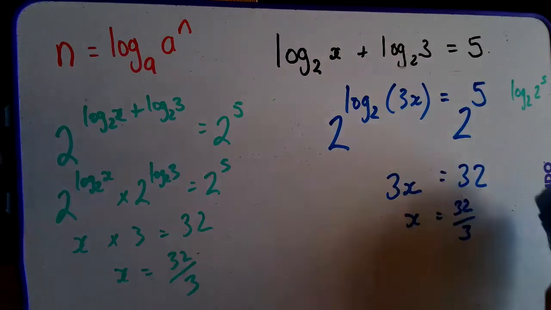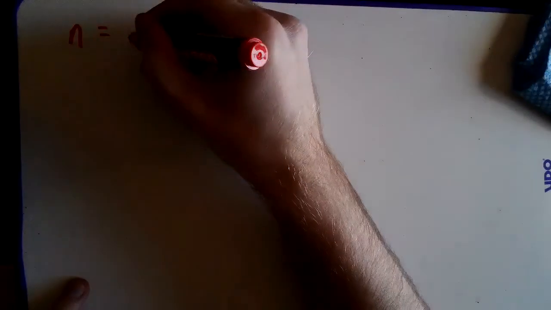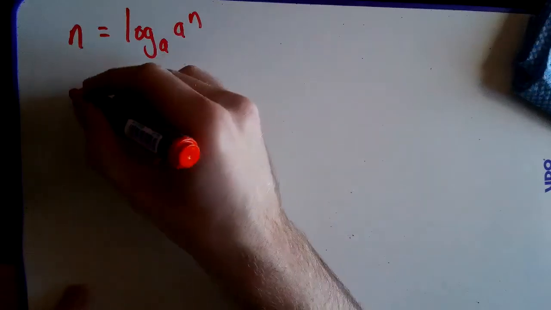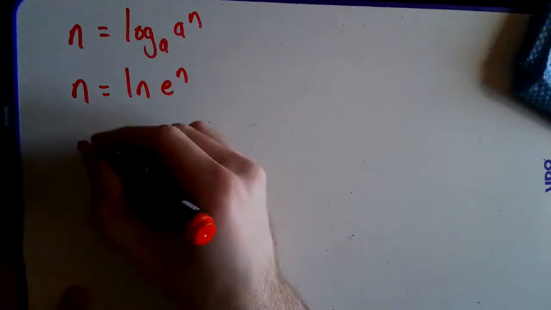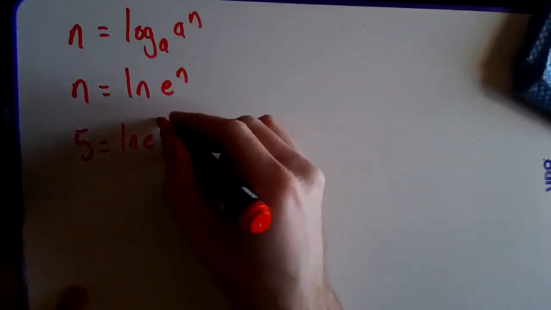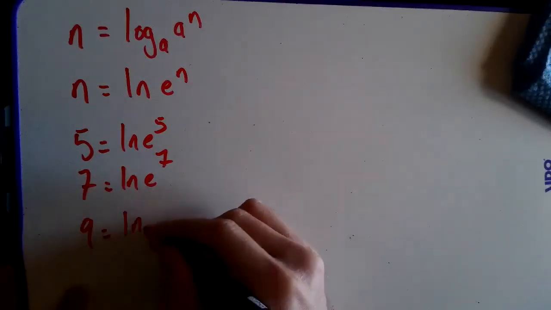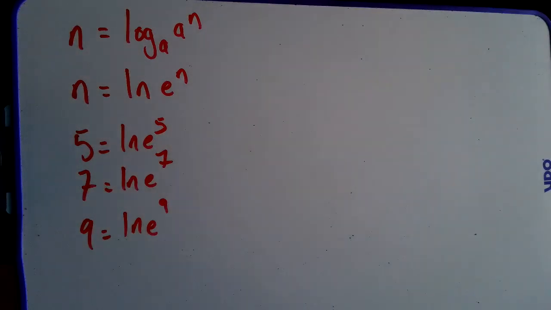Okay, and last one with logs, and for this one I think I'll use an ln. So if you do ever want to use that rule, you can always use it with ln's. So ln is just log base e, so that means a is e. So I could write 5 as ln e to the 5, 7 as ln e to the 7, 9 as ln e to the 9, etc. If you prefer doing that, you can do that.